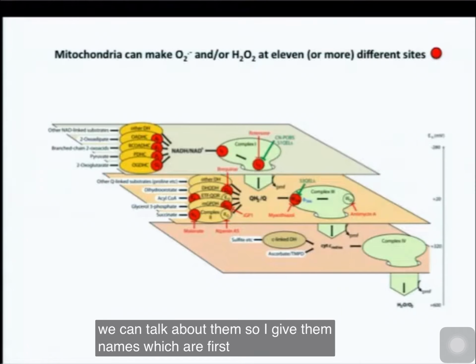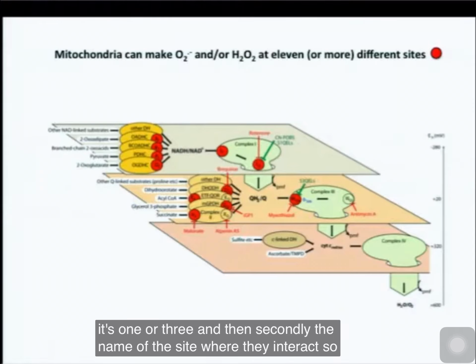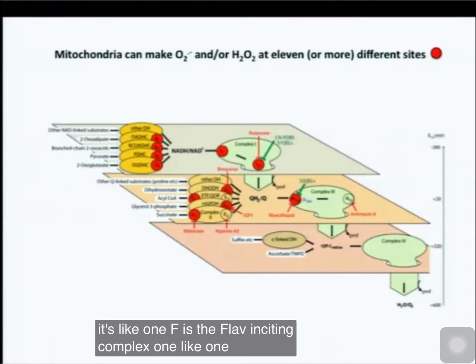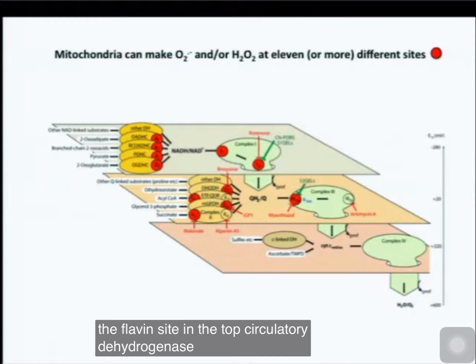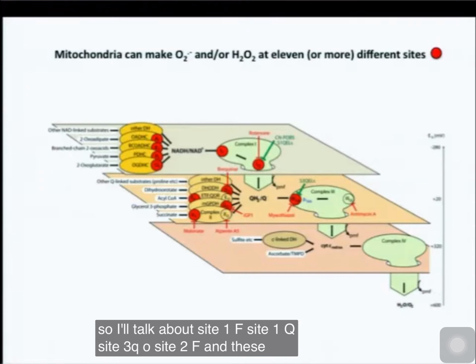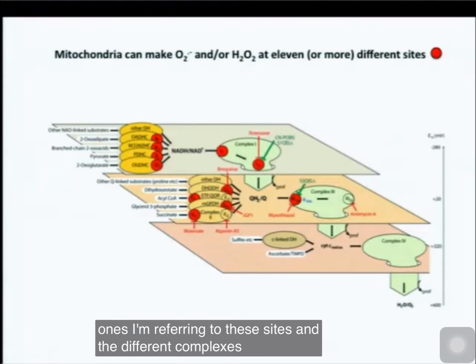names which are, first of all, the name of the complex, 1 or 3, and then secondly, the name of the site where they interact. So site 1F is the flavin site in complex 1. Site 1Q is the quinone binding site in complex 1. Site OF is the flavin site in the 2-oxoglutarate dehydrogenase complex. Site 2F is the flavin site in succinate dehydrogenase. So I'll talk about site 1F, site 1Q, site 3QO, site 2F. And these are the ones I'm referring to, these sites in the different complexes.